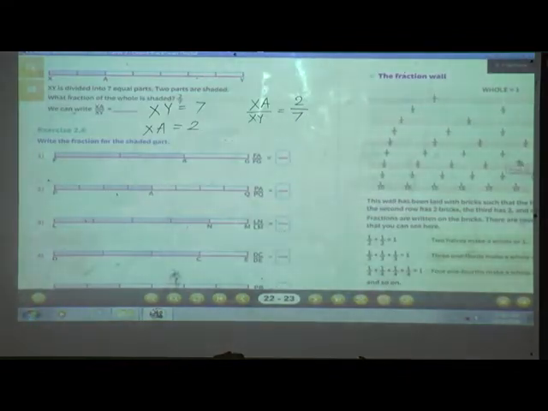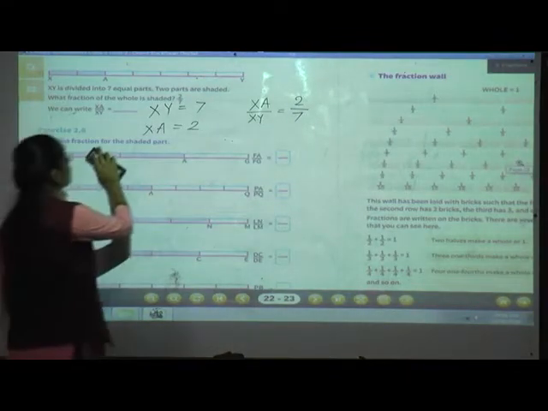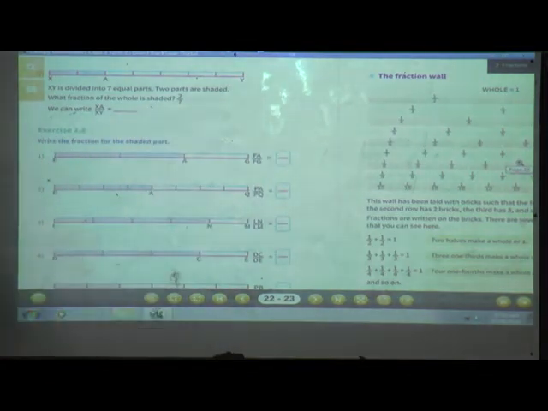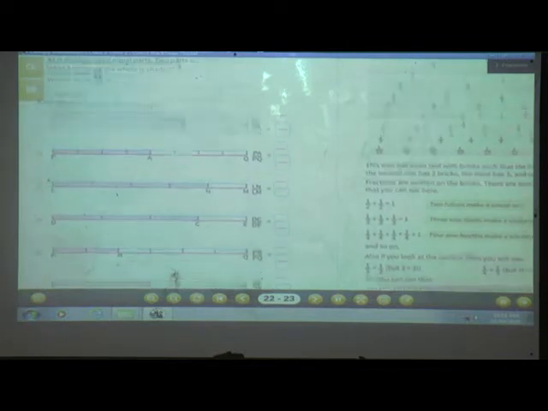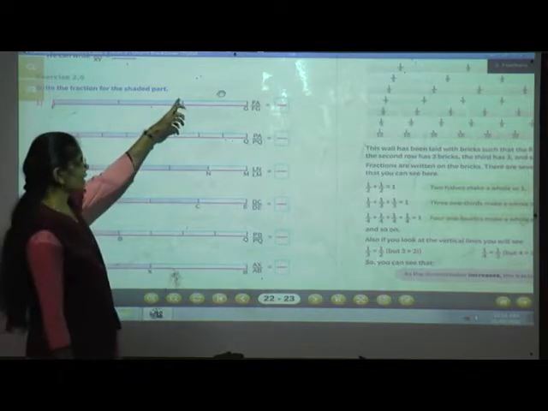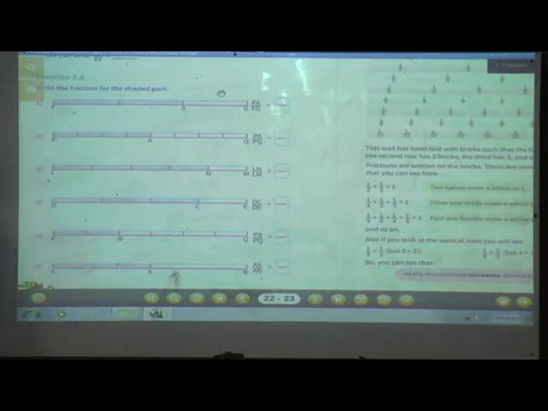Okay, now let us solve the exercise 2.6. Along with me, you have to solve all these examples in your textbook. See the first one. Exercise 2.6. Read the question first. Write the fraction for the shaded part. Again, here also we have to write the fraction of the shaded part.